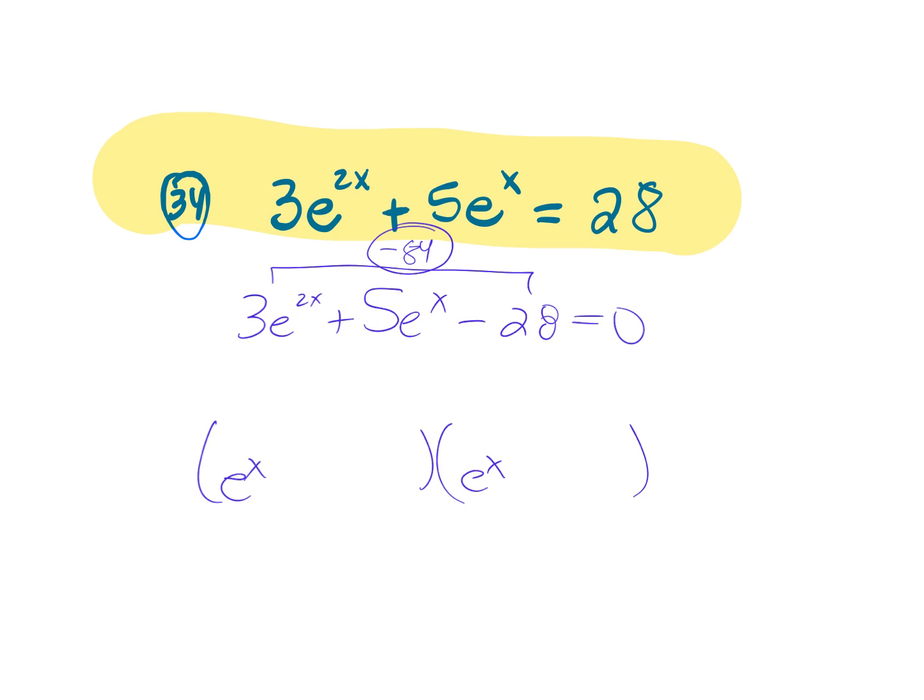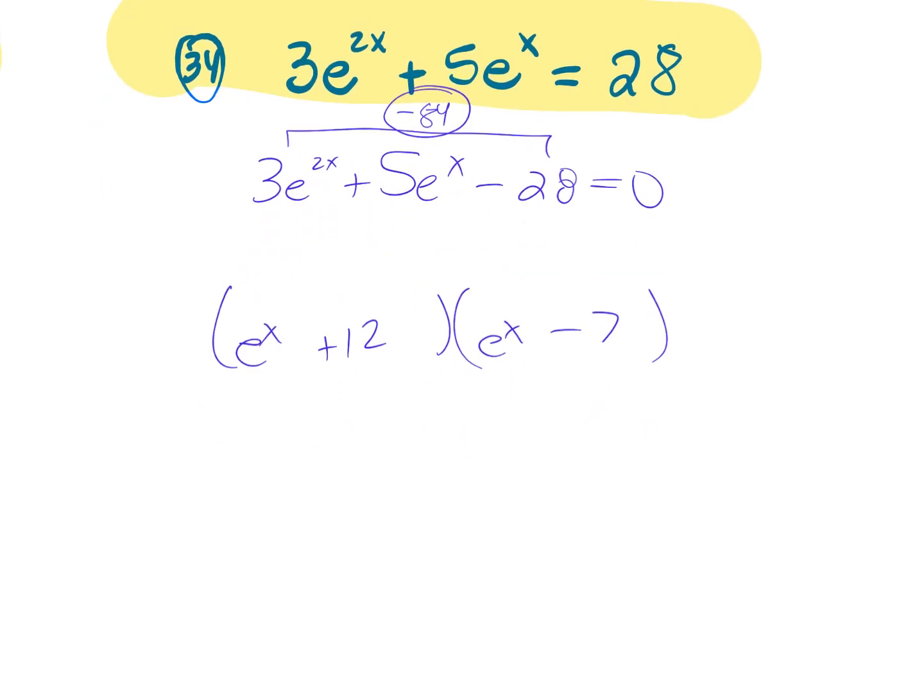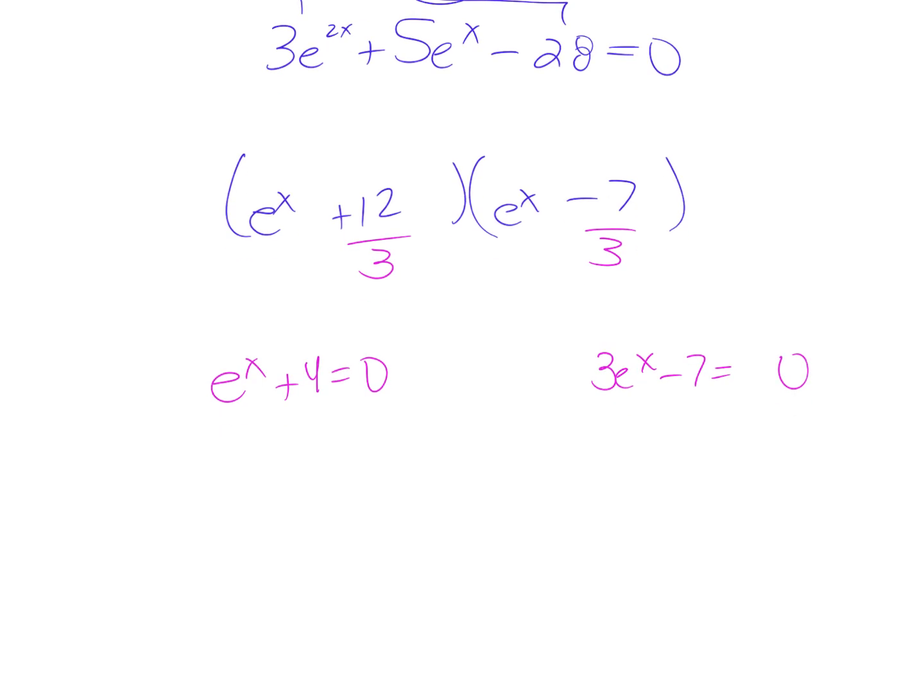All right. Factors of negative 84 that multiply to give me negative 84, but add to give me 5. I'm going to help you out here. Plus 12, minus 7. All right. What's 12 times 7? 84. What's 12 minus 7? 5. Okay. You guys would have to use your calculator. But what do I divide both terms by? I have to divide by 3 because my a term is not 1. So here I have e to the x plus 4 equals 0. And over here I have 3e to the x minus 7 equals 0.